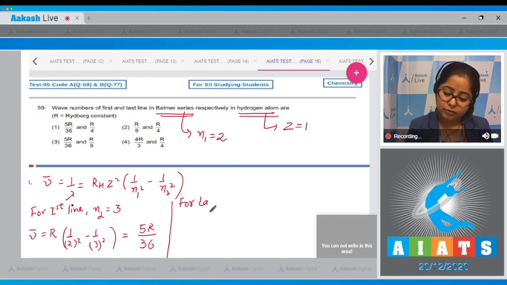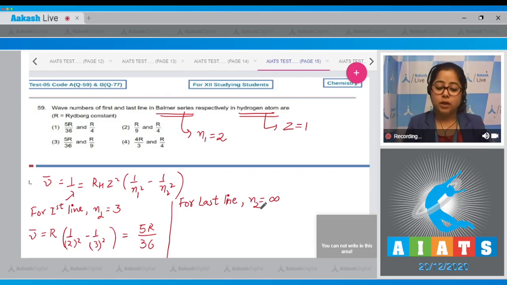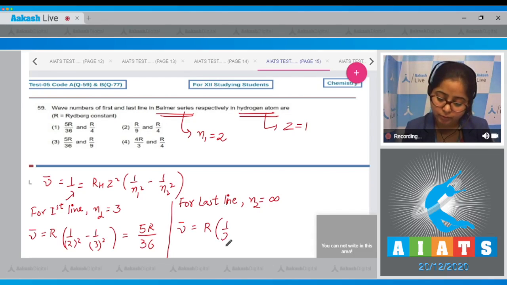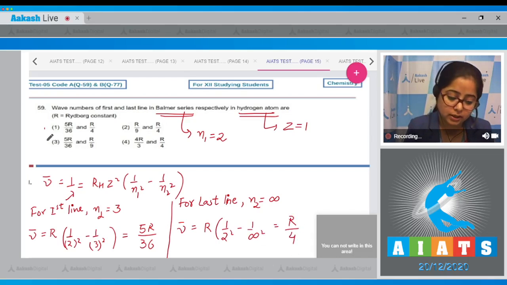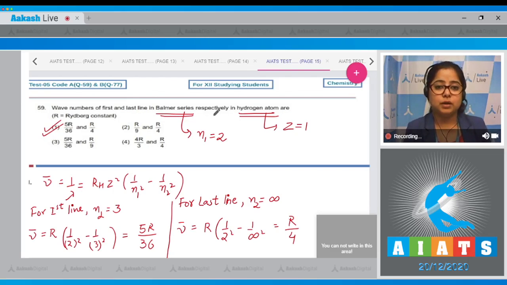Now student, let's calculate for the last line. So for the last line, n2 is equal to infinity. So nu bar is equal to R into 1 upon 2 square minus 1 upon infinity square, which is equal to R upon 4. That means the correct answer is option number 1. The wave number for the first line in the Balmer series is 5R by 36, and the wave number for the last line in the Balmer series in a hydrogen atom is R by 4. So the correct answer is option number 1.